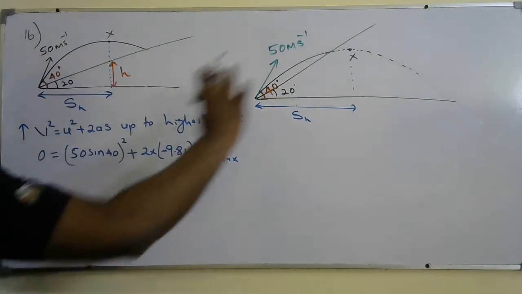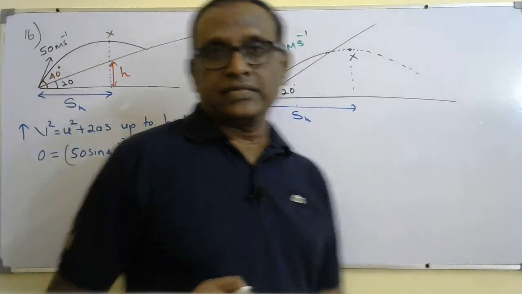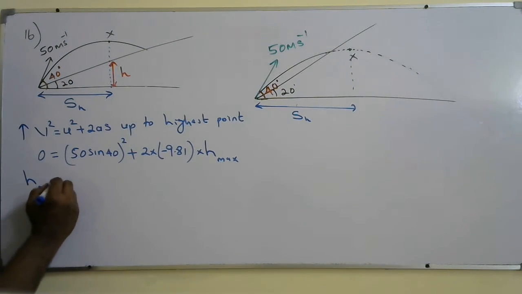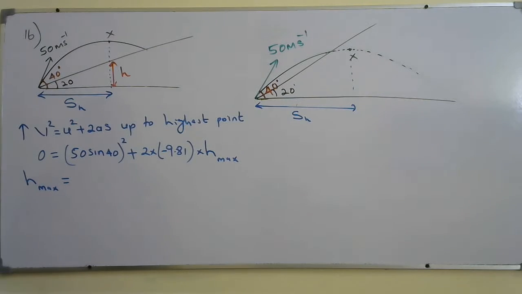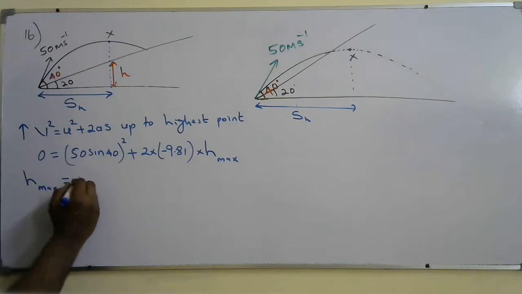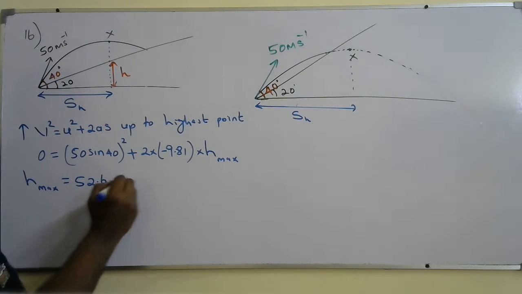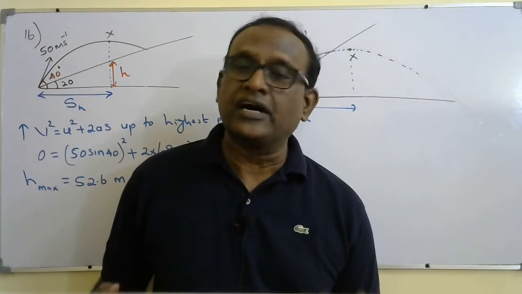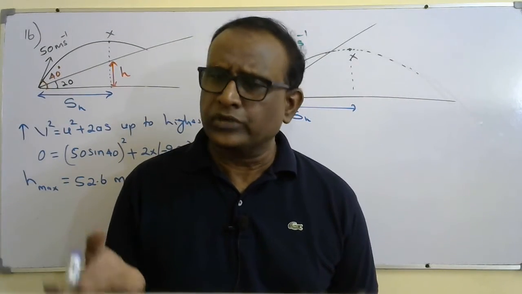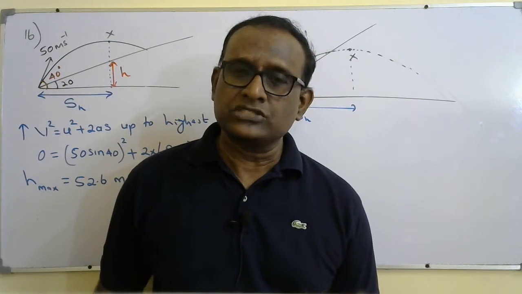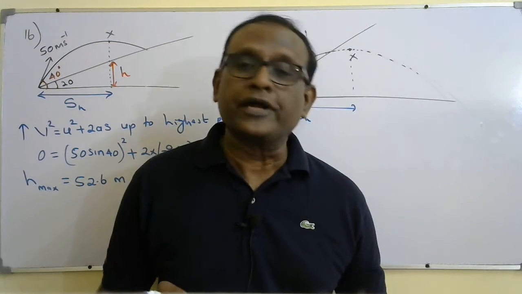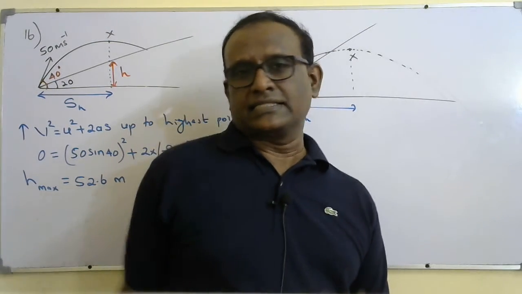the maximum height reached by the projectile. How much is it? We'll find it. So solve it and find the h max, the maximum height. H max is equal to 52.6. Or you can find this by using S equals ut plus half at squared in the vertical direction, because we found the time taken to reach the highest point. So you can use S equals ut plus half at squared and find the S, that is the maximum height, for the time of 3.28 seconds. You will get the same answer. Whatever it is, it's okay, no problem.